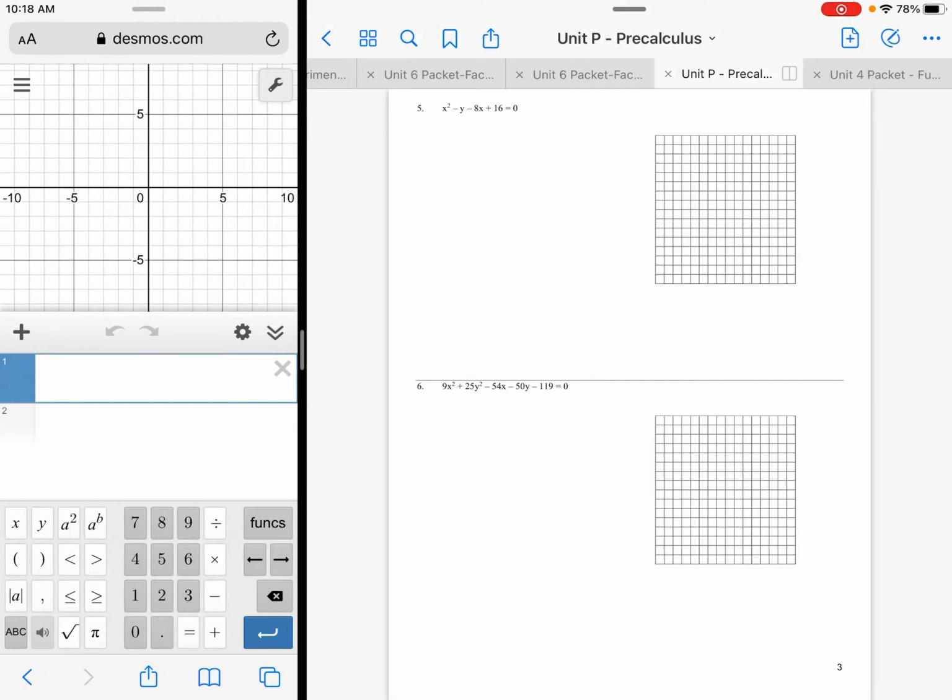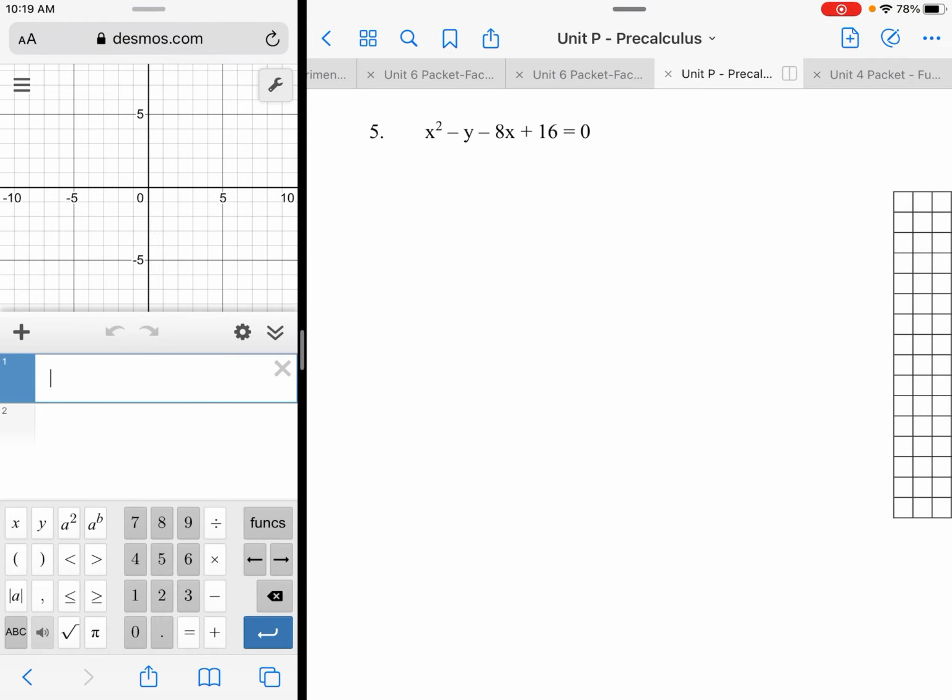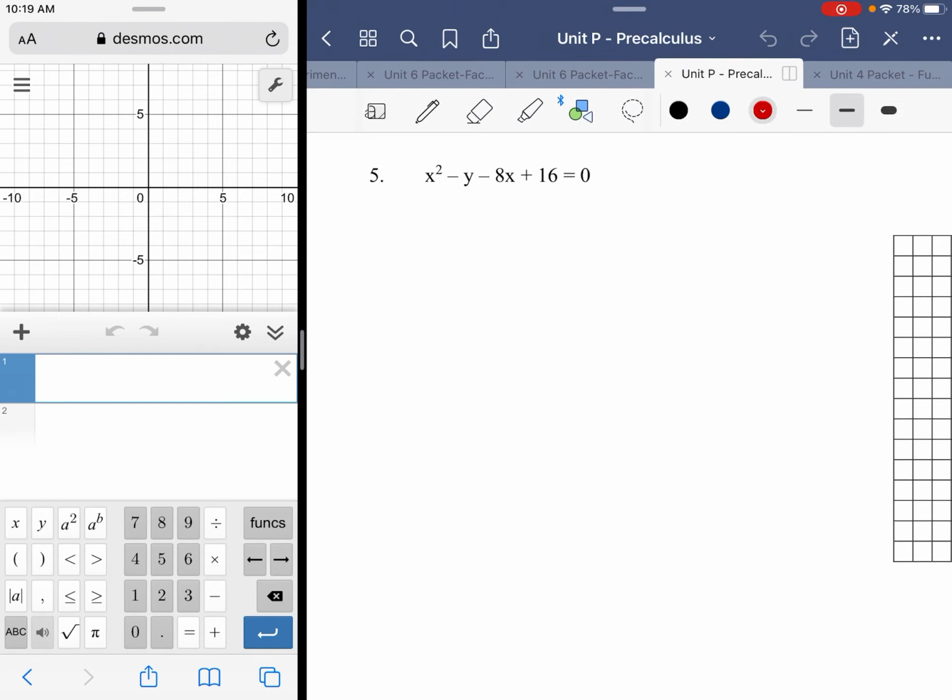So we're looking at page 3 in the Unit P packet. These problems are more involving conic sections. The general process is to use completing the square to identify the nature of the conic, graph the conic, and identify any necessary points, etc.